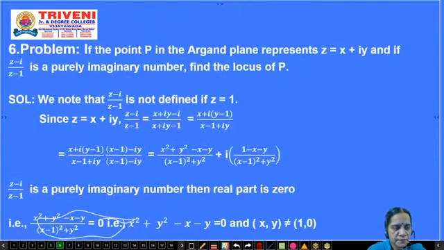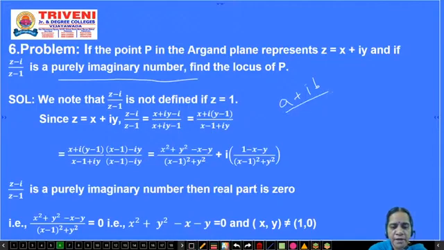Okay, and then the next one is, if the point P in the Argand plane represents z is equal to x plus iy, and if z minus i by z plus 1 is purely imaginary, then find the locus of P. What have they given? Purely imaginary. Purely imaginary means the real part is 0. Suppose z is equal to a plus ib, purely imaginary means the real part a is equal to 0. For example 3i. What is the real part here? 0. This is purely imaginary.